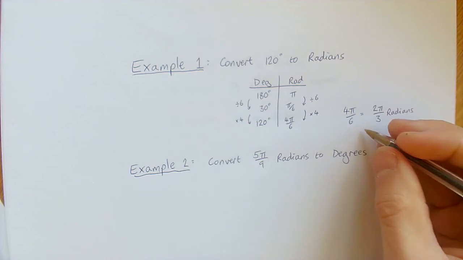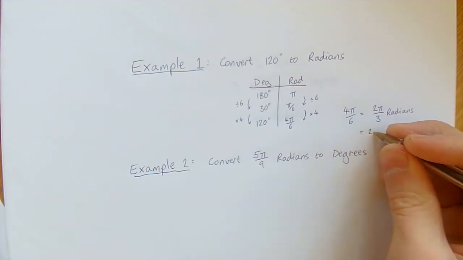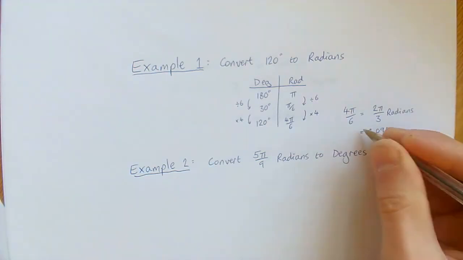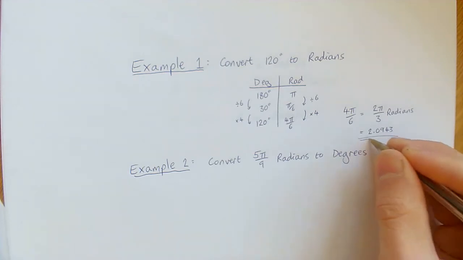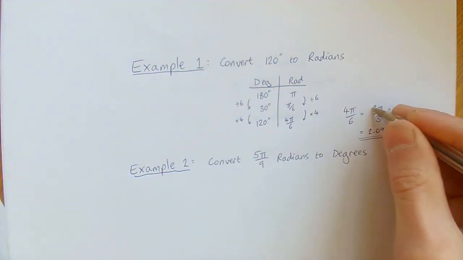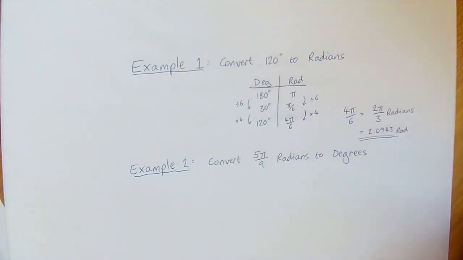You could, if you want to, put that in the calculator and convert it to a decimal. It's something horrible like 2.0943. That is true, it is that many radians. But normally we would leave radians in this form, in however many pi's. That's how we most normally write radians.